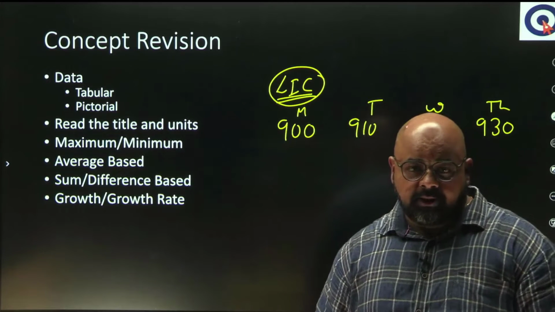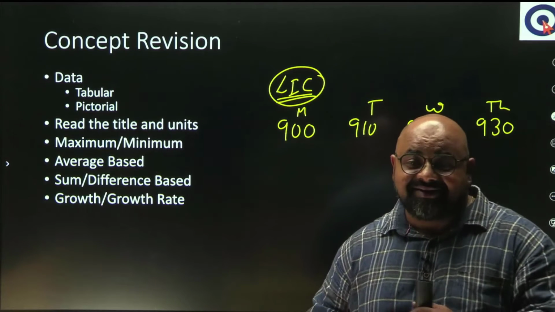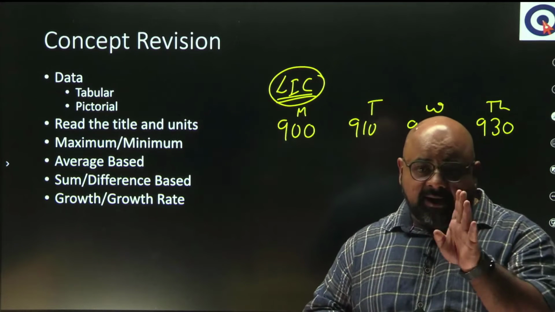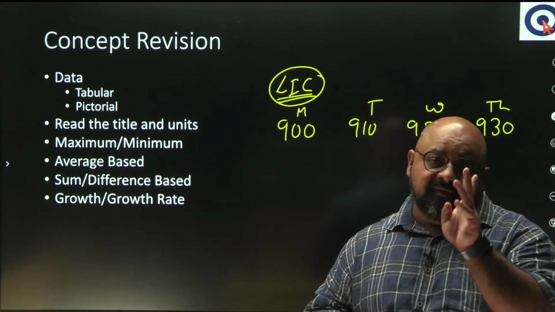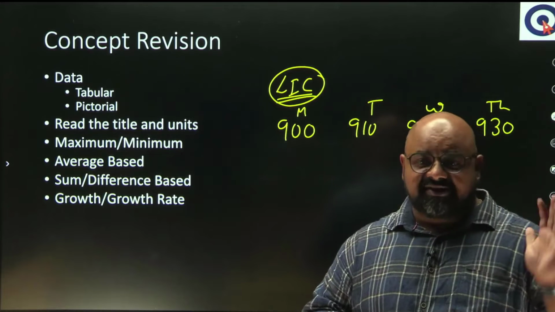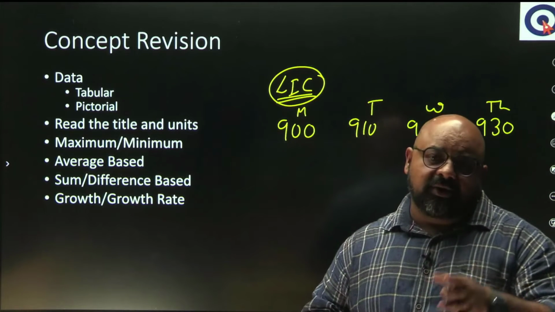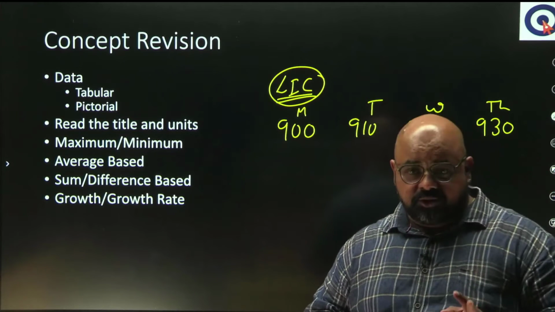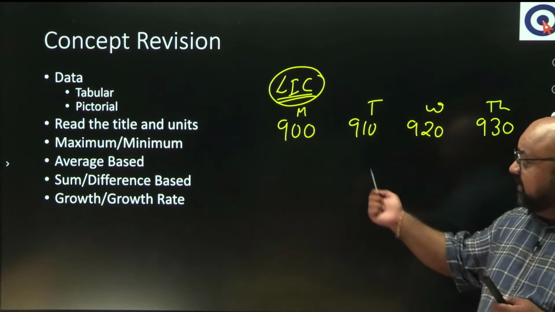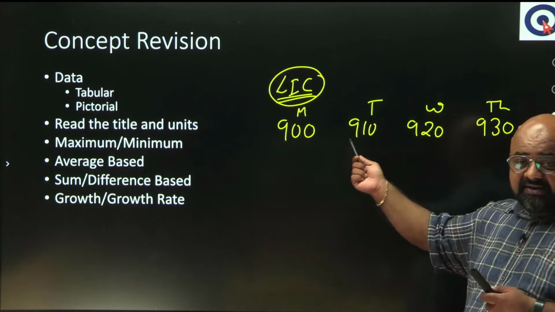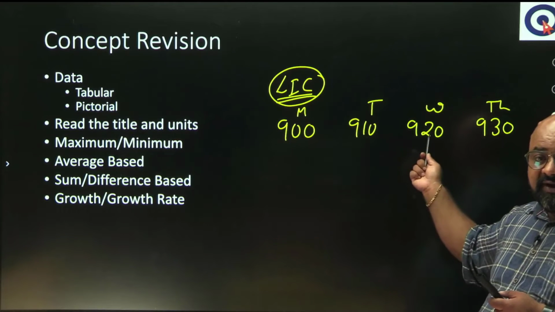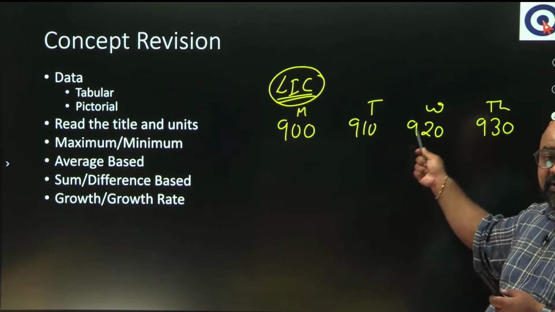Now, if I ask you what is the growth on a Tuesday, the growth on any day or in any year is always with respect to the previous time period. So on Tuesday I will look at the growth over Monday, on Wednesday I will look at the growth over Tuesday. As you can see clearly, the growth is 10 every day. Tuesday it grew by 10, Wednesday it grew by 10 again, Thursday it grew by 10 again.